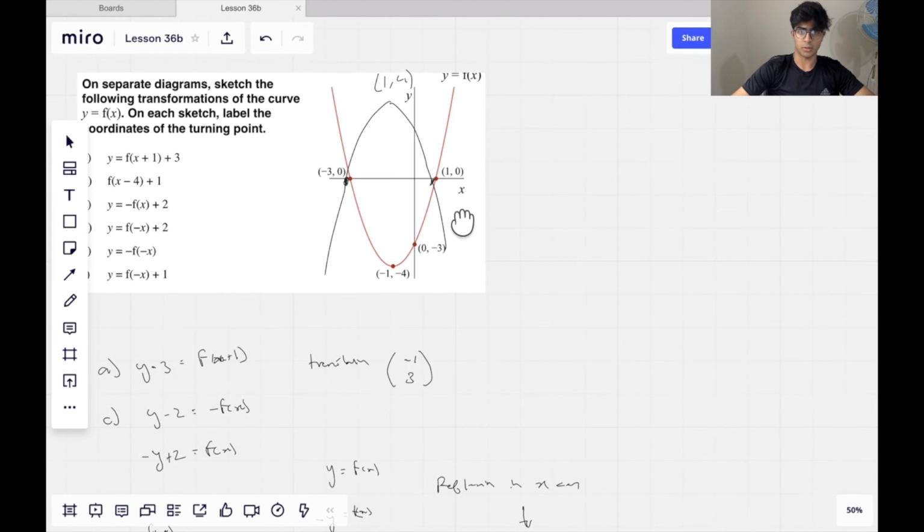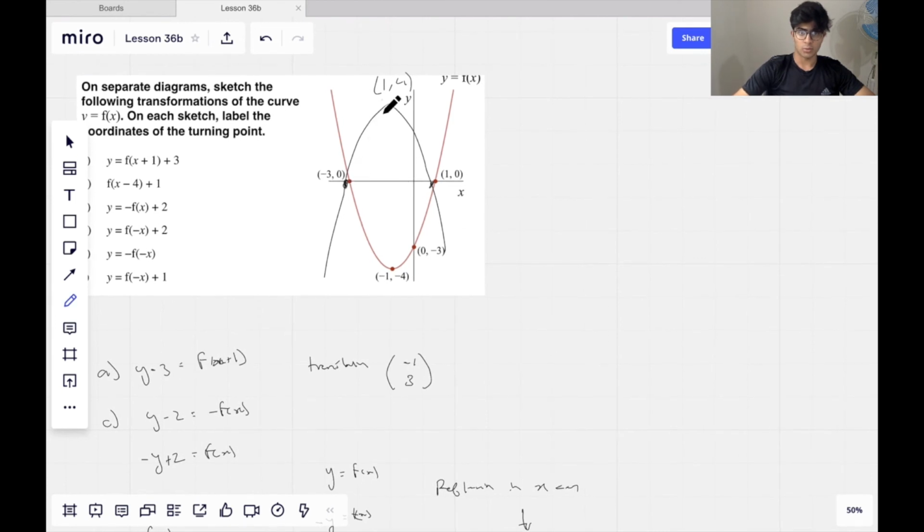So now if we move up by 2, what will that look like? So this point will be here, that point will be there, right? So it will look something like this, and then it'll be at 1, 6.